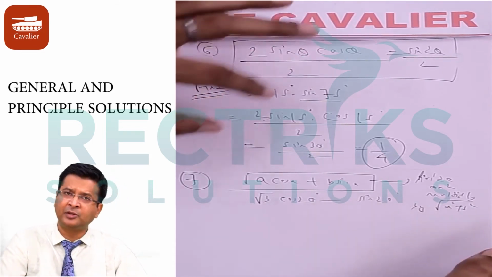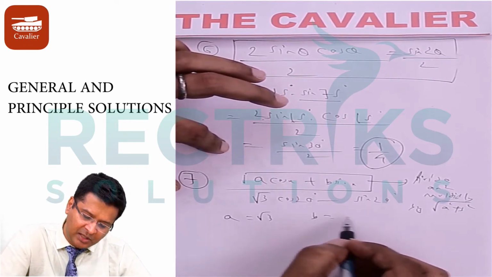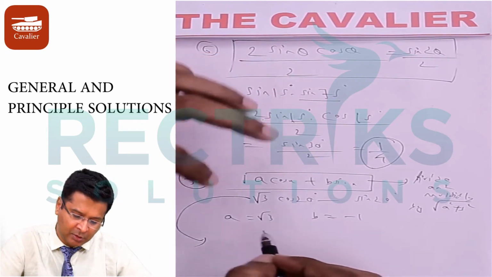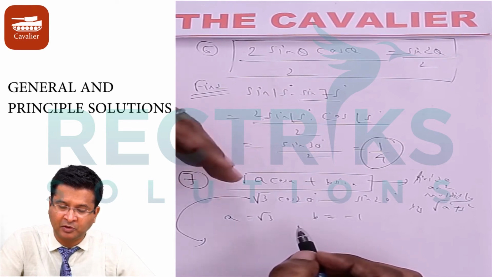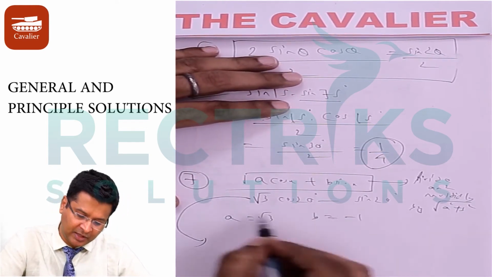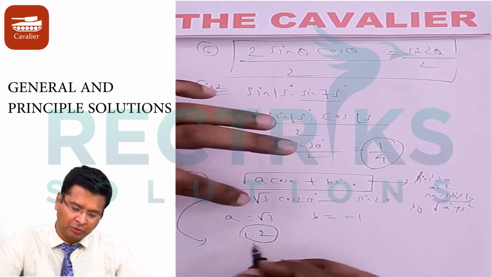Now, what is the meaning of this? What is a here? A here in this case is root 3. What is b here? B here in this case is minus 1. So if I have to take this question forward, what am I going to do? I will just divide and multiply it with under root of a square plus b square, which in this case will give you 2. If we calculate the under root of a square plus b square, I will get the value as 2.